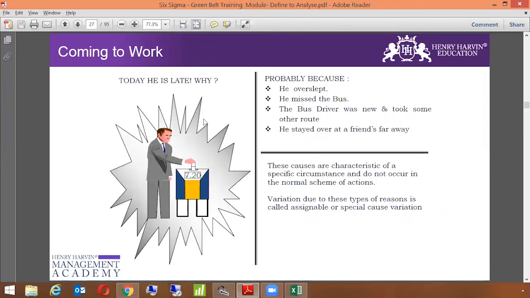Today he's late again. Why? He reaches office at 7:20 because he overslept, he missed the bus, the bus driver was new and took some other route, or he stayed over at a friend's far away. These causes are characteristic of specific circumstances that do not occur in the normal scheme of action. Again, variation due to these types of reasons is called assignable or special cause variation.